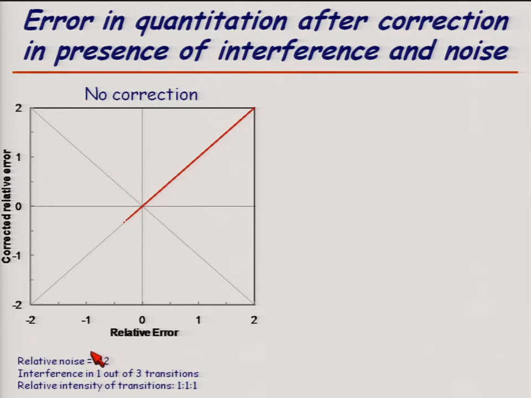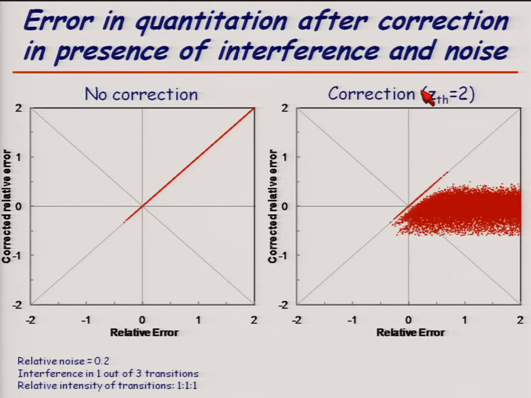So if we look at the same case as before, now we have a relative noise of 0.2. We have interference in 1 out of 3 transitions. And again, we have 3 transitions, each with the same relative intensity. Now, if we don't do any correction, all the points will end up on the diagonal. And if we do a correction with a threshold of 2, we see that there are some points left on the diagonal, but for most, we get points around 0, and the width of this depends only on the noise.